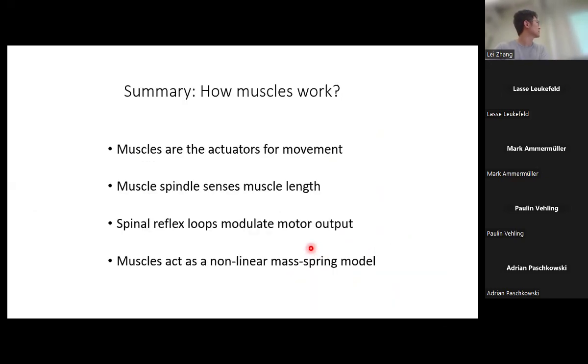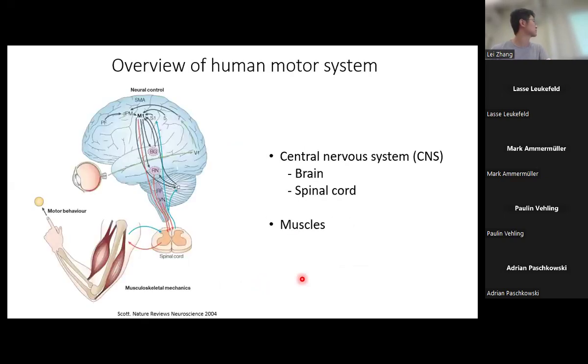Okay, so for the muscle part, we have learned about the basic anatomy and the structure of the muscle spindles. We also saw there are many stretch reflex loops, and we learned about this nonlinear muscle model as a mass-spring model. So in the third part of the lecture, we'll come to the most challenging part, which is the brain.